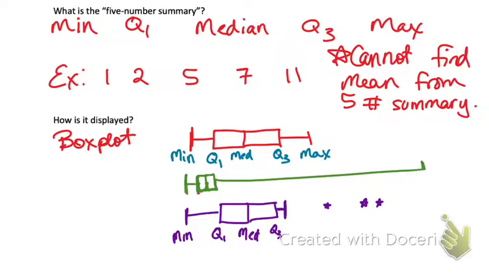So what is this guy? Max. That's your maximum right there. So this is the max. These guys right here are outliers. They were found to be outliers, mathematically speaking. I'll show you how to do that later. But what is this? It's a gap.